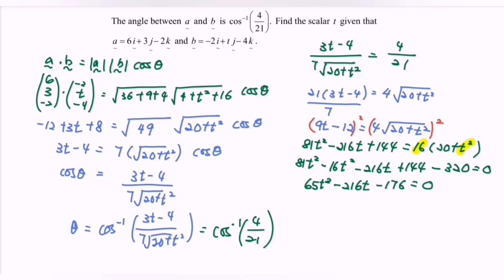So kindly factorize. Here we have t minus 4 bracket multiplied with 65t plus 44 equals 0. So t equals 4 or t equals negative 44 over 65. So that is the scalar t for the question.